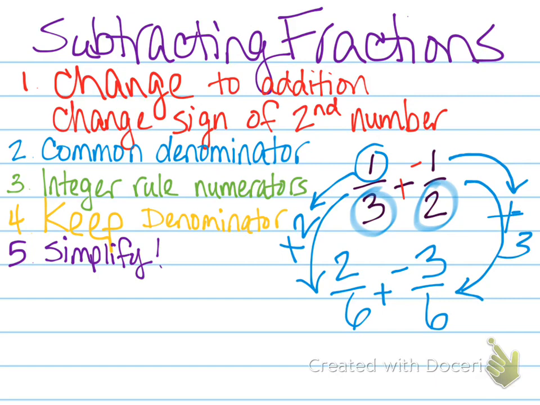Now integer rules with the top. I've got 2 plus negative 3. How much is that? Negative 1. 2 plus negative 3 is negative 1. And then keep the denominator, which is 6. And then can I simplify this? No. So this is my answer.